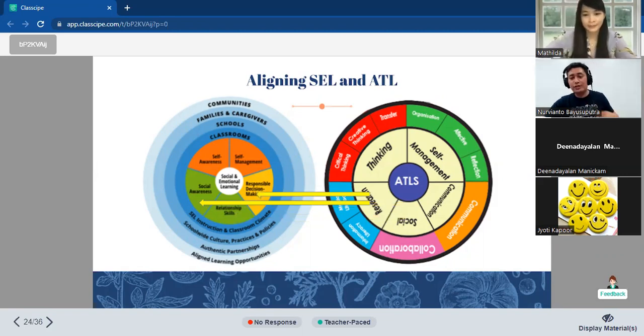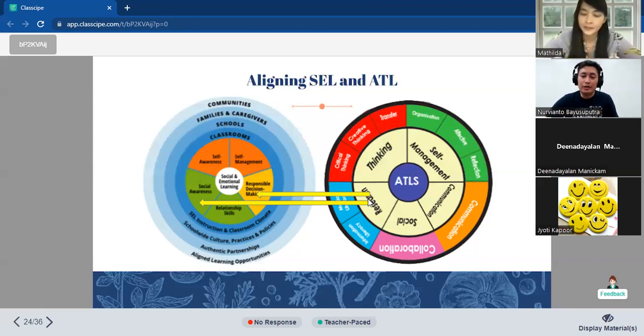Next one, research. Research can go to social awareness, and it could also be something like self-management, because like I said, this is not definitive. I just thought of it just now. Research can also be like self-management. How do you manage yourself not to, let's say, plagiarize somebody else? That can be part of self-management or even self-awareness.